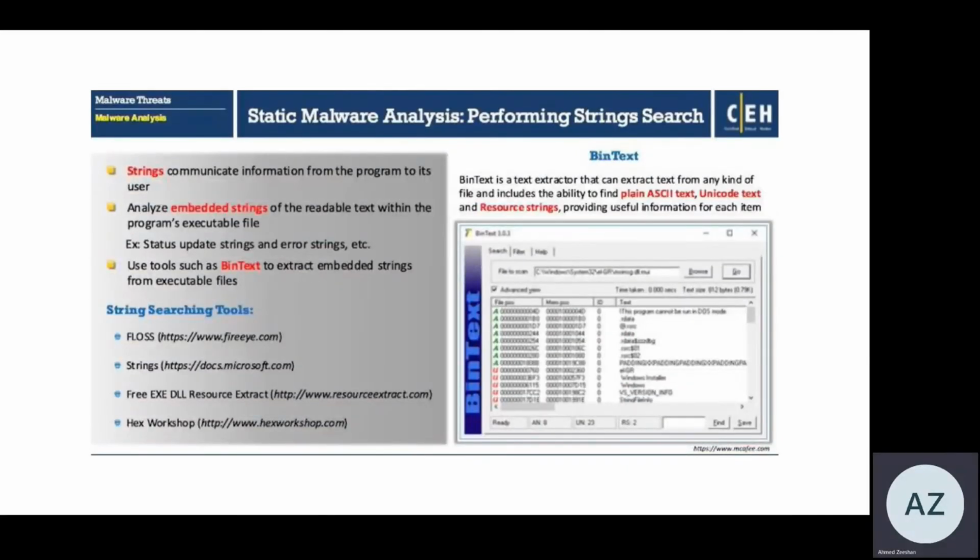Performing string search is another approach. Strings communicate information from the program to its user, so analyze the embedded strings of readable text within the program's executable file. BinText is a text extractor that can extract text from any kind of file and has the ability to find plain text. So in order to perform string search, BinText is the right approach, okay? Other string searching tools include FLOSS and Strings itself.